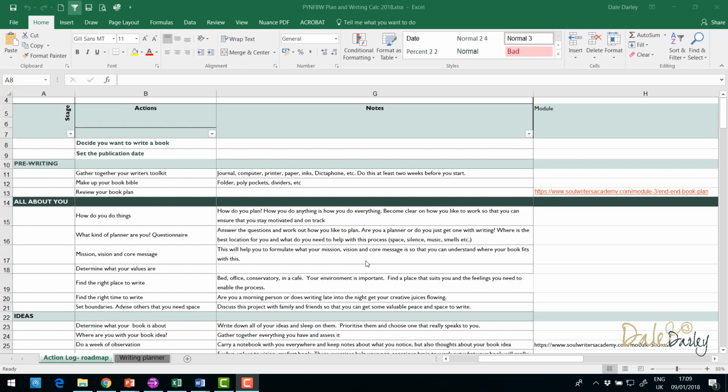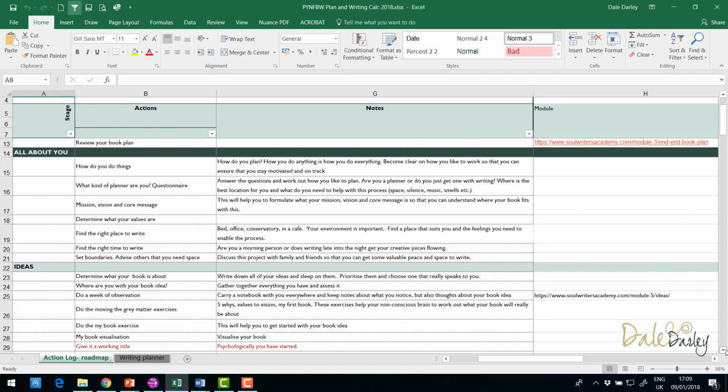Well, there's quite a lot. It's not just about the spreadsheet that you see in front of you, although this spreadsheet does include all the steps that you need in terms of planning and writing and publishing your book. So if we just take a scroll through, you can see there's quite a lot of steps to take in planning the book. So we start off with looking at what kind of planner you are.